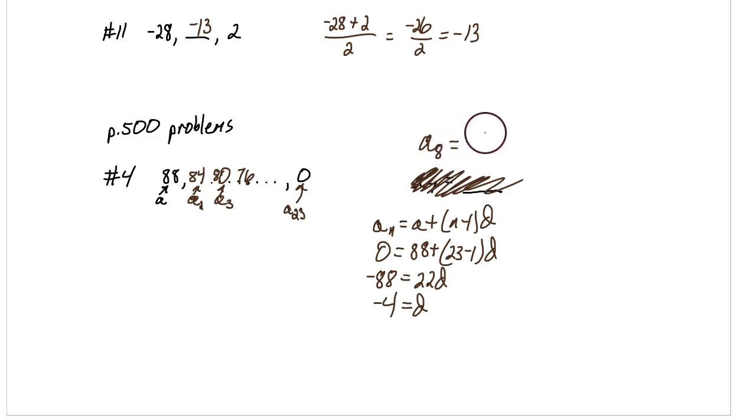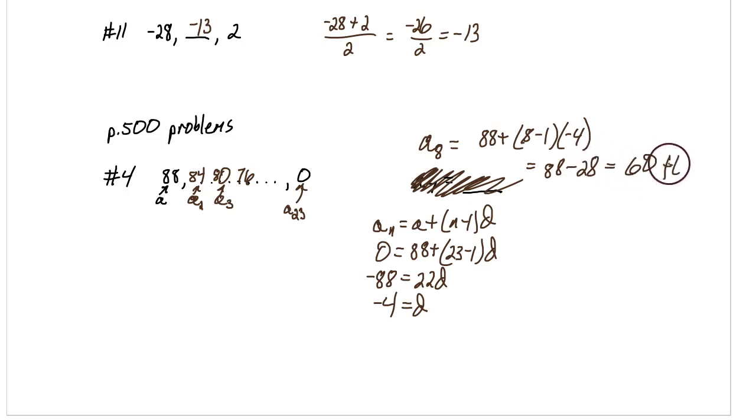To get the 8th number, let's use our general formula. You use the first term, 88, plus 8 minus 1 times the value of d, which is -4. So this is 88 minus 28, which is 60 feet per second.